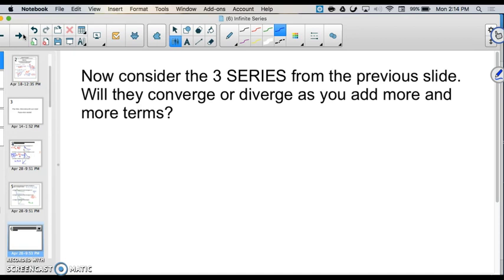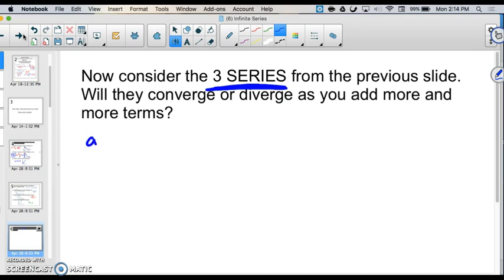So now, considering those three sequences, will they converge or diverge as you add more terms? So now we're getting bigger and bigger. So we're not just looking, the last slide had sequences. Now we're thinking about them like series. So the series means we're going to add up all the terms.